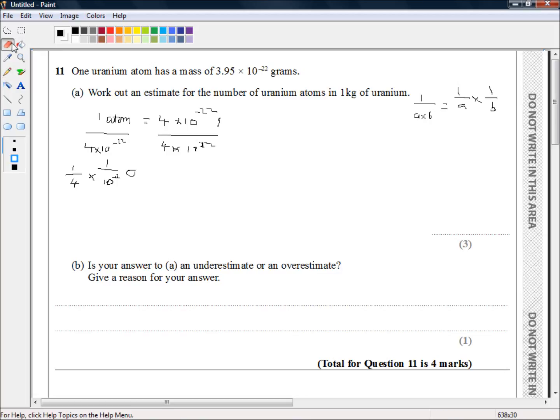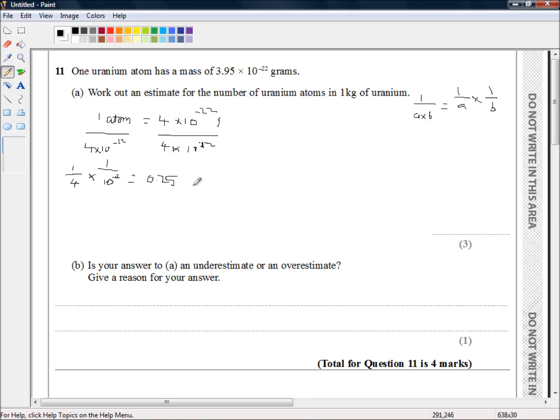We'll write that after we've finished our calculations. So 1 over 4 times 1 over 10 to the power negative 22. 1 over 4 is just 0.25. And we can get that by multiplying top and bottom by 25. So we get 25 over 100. And dividing by 100, you just move the decimal point 2 places to the left. So you could also think, well, a quarter is 25% and 25% is 0.25.